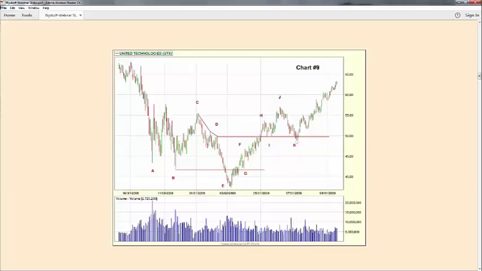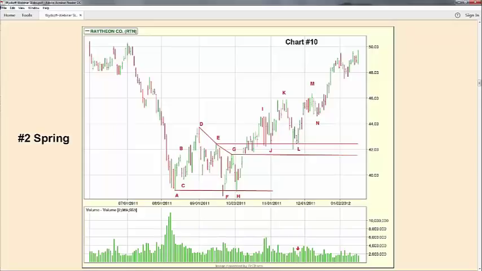Let's take a look at Raytheon. Raytheon is an example of a number two spring. Again, it came down to point capital A, and we had a buying climax, selling climax, automatic rally to point B, secondary test at point C, and then the trading range began to move sideways. We had resistance at D, E, and G. We had support at A.